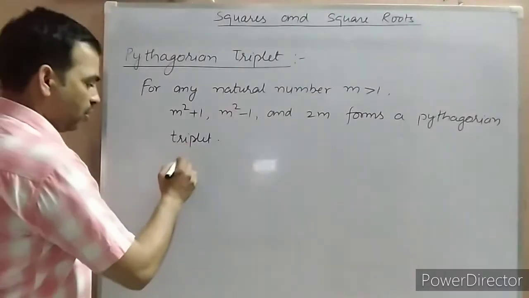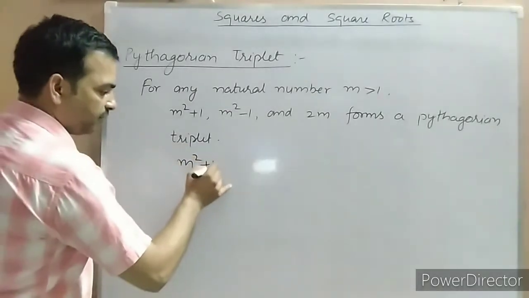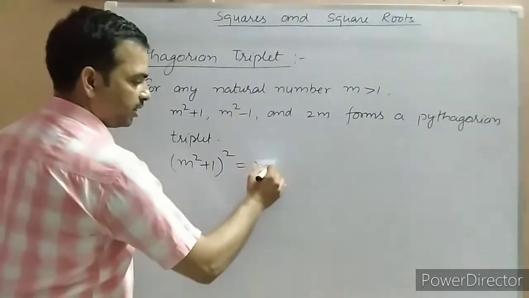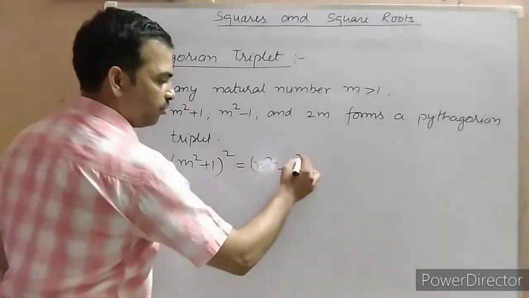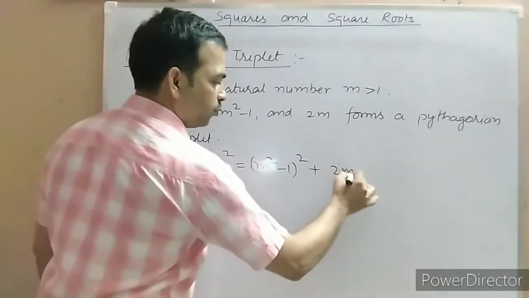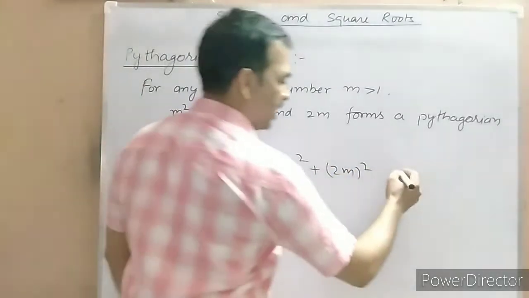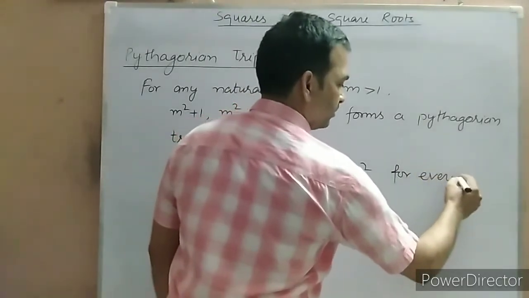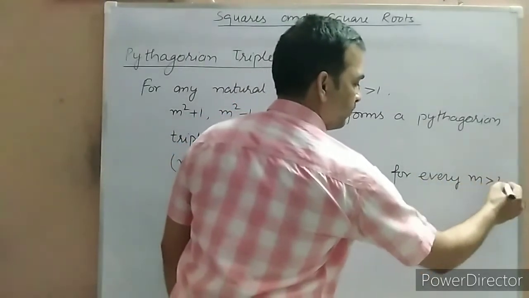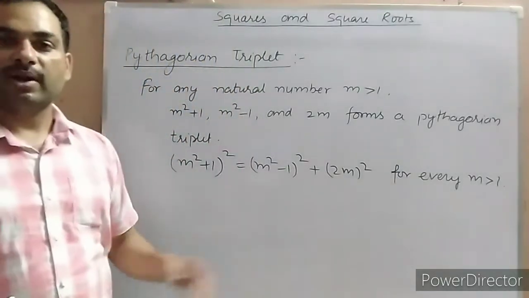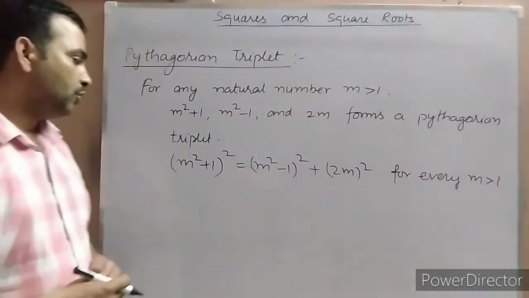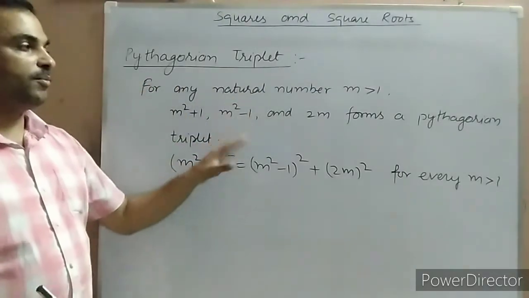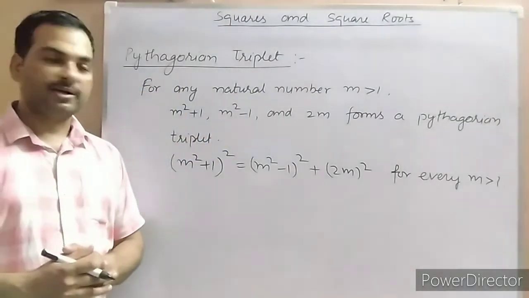Here always (m square plus 1) whole square is equal to (m square minus 1) whole square plus (2m) whole square, for every natural number m greater than 1. So how can we use this general form to find a Pythagorean triplet?